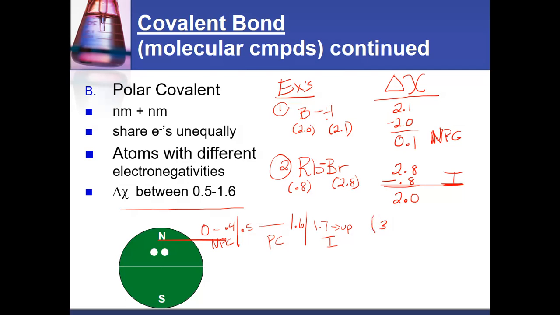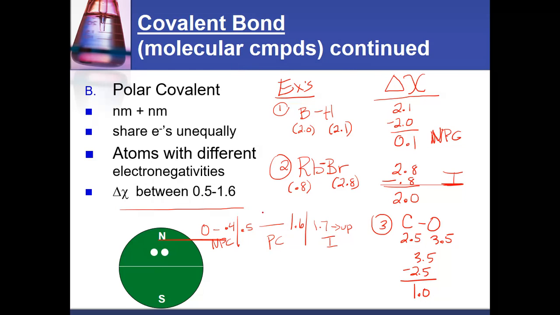And let's look at a third example. Let's look at a bond between carbon and oxygen. From the electronegativity table, carbon's electronegativity is 2.5 and oxygen's electronegativity is 3.5. Again, let's subtract so that we get a positive number, 3.5 minus 2.5, and that's going to give me exactly 1.0. Look and see where it falls on the chart. It's going to fall in the mid-range, so that's going to be a polar covalent bond.